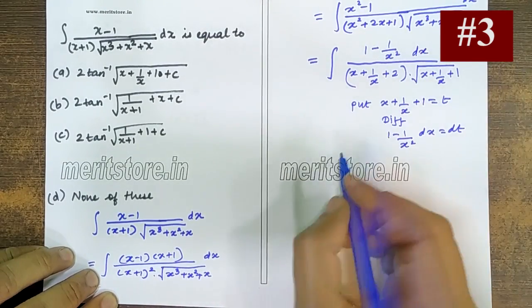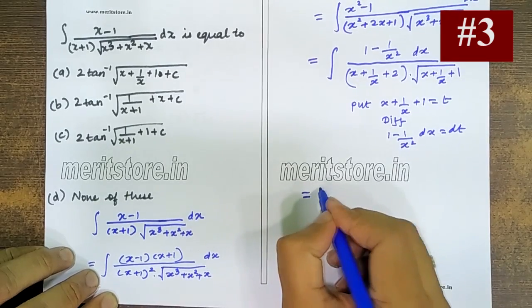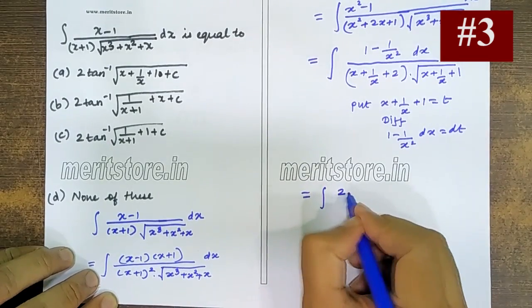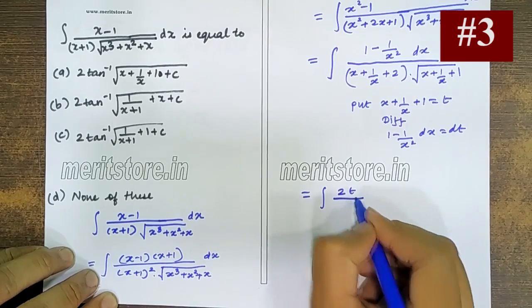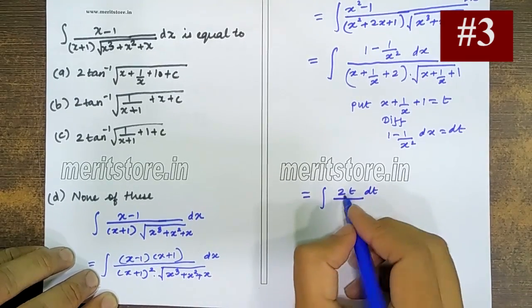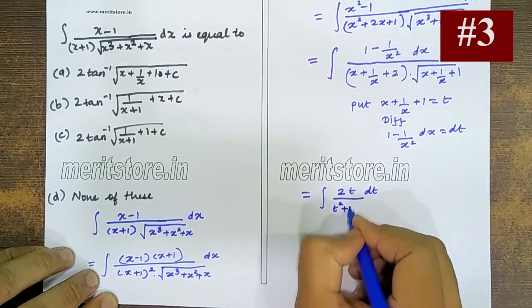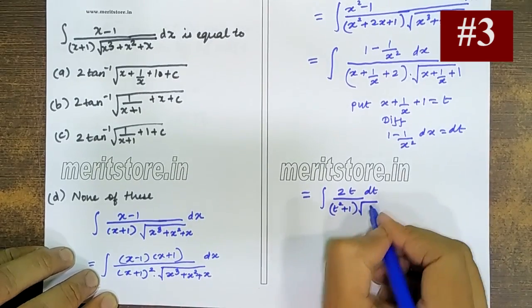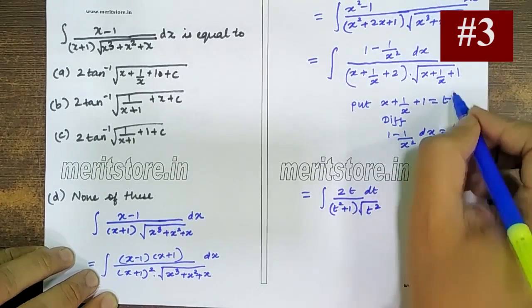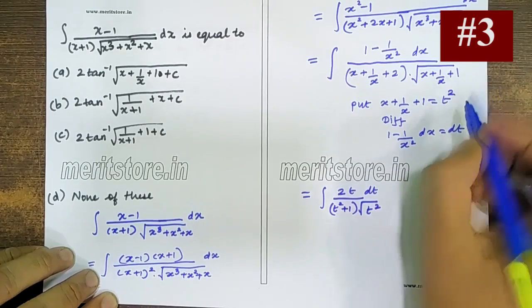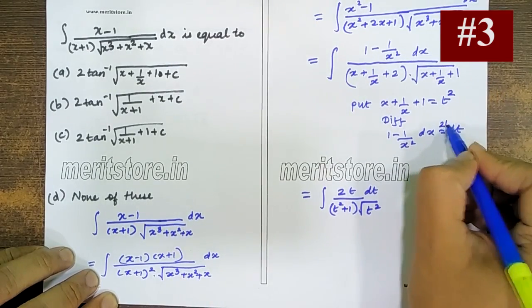So here it is dx. So now this question will become integration of 2t dt upon t square plus 1 under root of t square. Here we will substitute as t square, so this will become 2t dt.